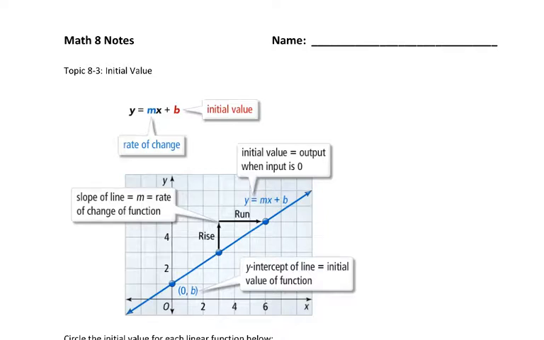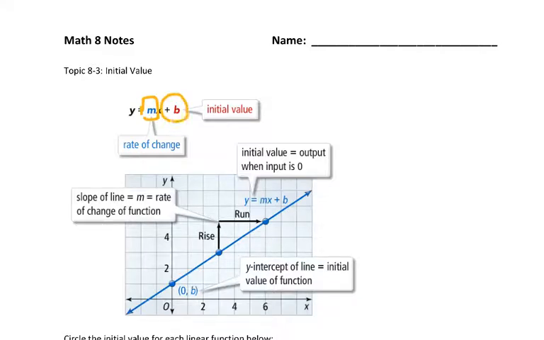Section 8.3 in digits is talking about the initial value, which we already know is the b value in the slope-intercept form of a line, y equals mx plus b. So just make sure that you remember that the slope is the coefficient in front of the x. Make sure that you do not include x when I ask you what the slope is. Another phrase for slope is rate of change. And then the initial value is the b value.